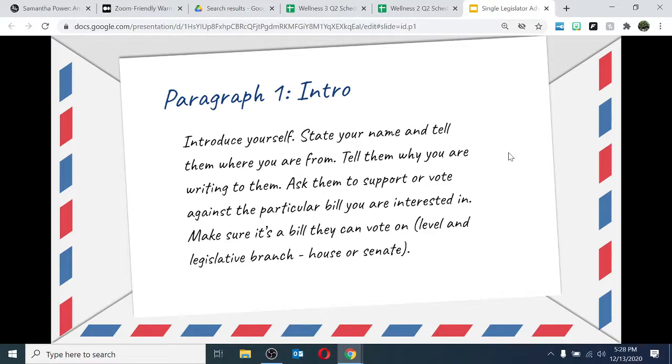You are writing to them because, I don't know, you got to tell them, all right? But something along the lines of how your topic impacts you, your classmates, your family, your friends, your peers, whatever it might be, okay? People that you care about. Maybe it impacts a group of people who you feel don't have a voice, and so you are advocating for them, all right? Whatever it might be. Okay, in that first paragraph, you will also ask them to either vote for or vote against the particular bill. Make sure you name the exact bill.